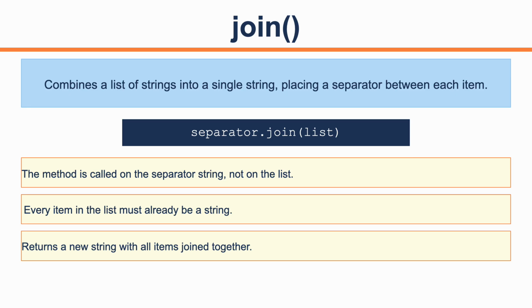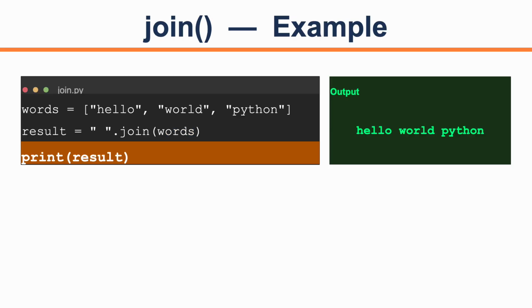The join method combines a list of strings into a single string. It places a separator between each item. The method is called on the separator string, not on the list. Here we store three words in a list called words. Calling the join method on a single space, with the list as the argument, combines the words into one string separated by spaces. The result is Hello World Python.